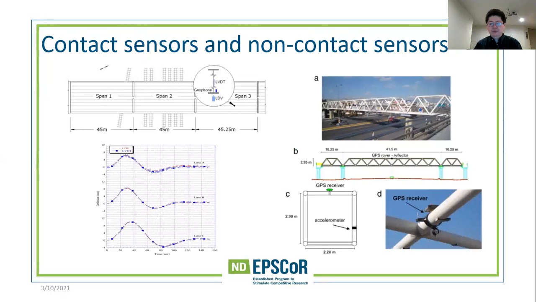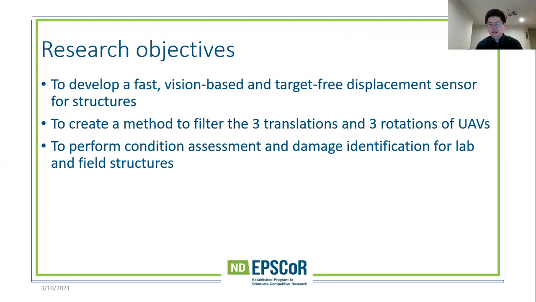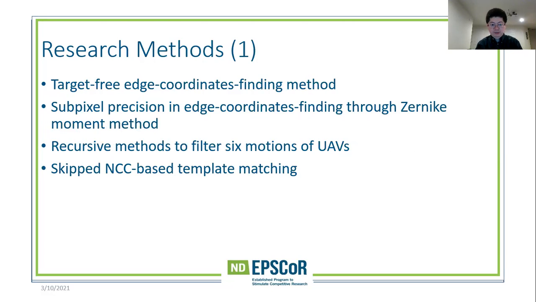For monitoring of a structure, it typically requires less than 1 millimeter accuracy, right? So most GPS sensors cannot achieve that level of accuracy. So in this research, we want to develop a fast vision-based target-free displacement sensor for structures. We want to create a method to find 3 translations and 3 rotations of UAVs, and also we want to perform condition assessment and damage identification for lab and field structures.